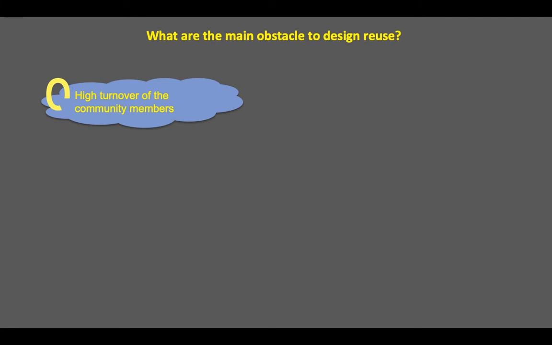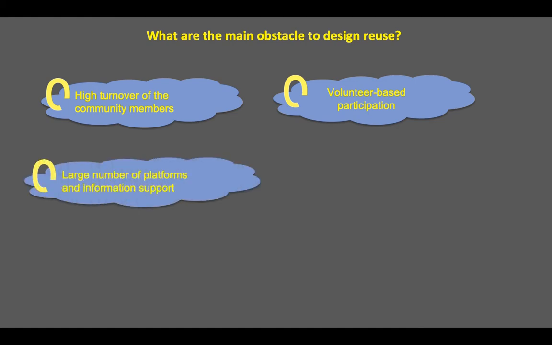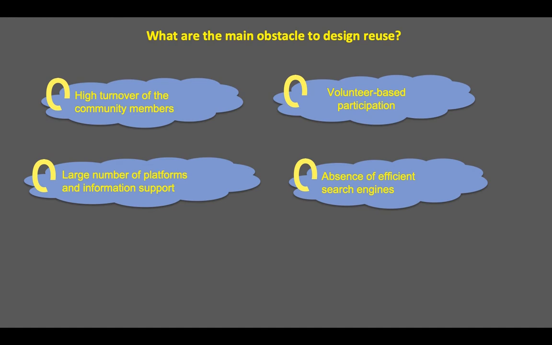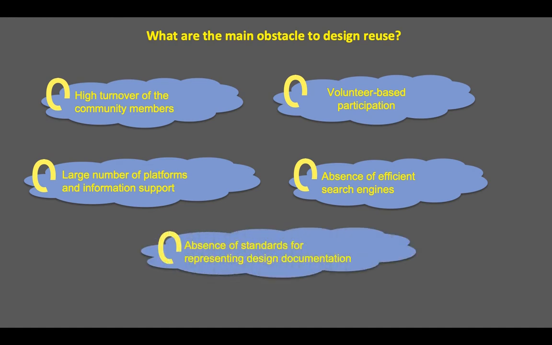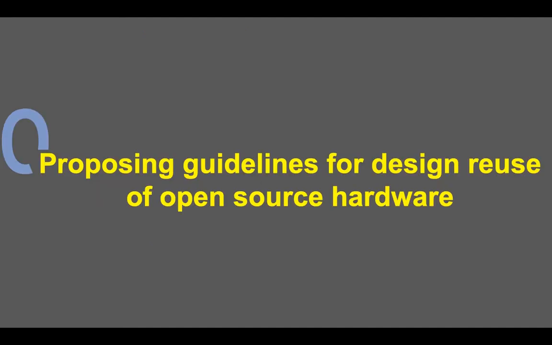These obstacles are high turnover of the community members, volunteer-based participation, a large number of platforms and information support, absence of efficient search engines, and absence of standards for representing design documentation. Between these obstacles, the last one is related to the information contents and structure.